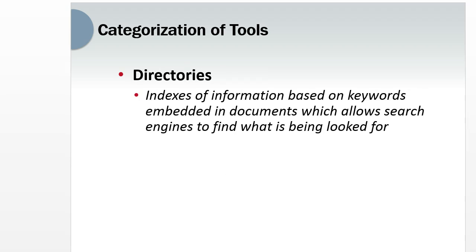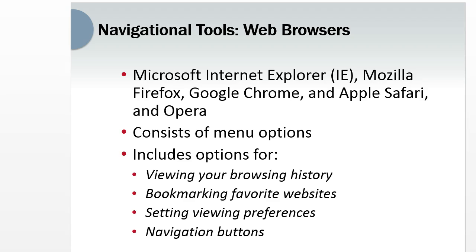Third category is directories. These are indexes of information based on the keywords embedded in the document that allow search engines to find what you're looking for. Some websites, for example, like Yahoo, use the internet to organize content into different categories. We talked about these 3 tools for getting around the internet and finding information. Now let's look in detail at these tools.